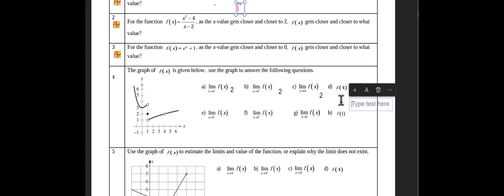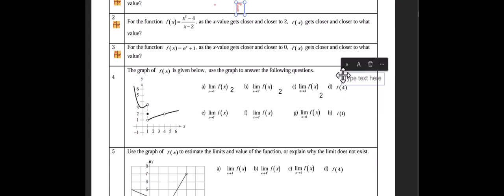What is f of 4? F of 4 does not exist. It's not defined anywhere at 4. And these two things are certainly compatible. You can have a limit and have the function value not exist. That just means it's not continuous there.